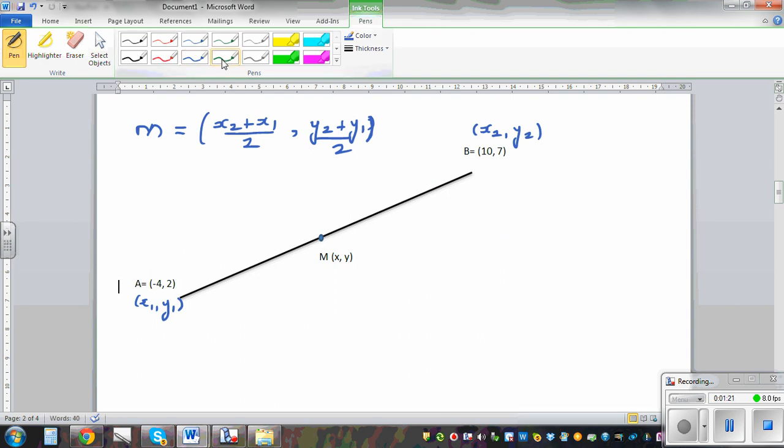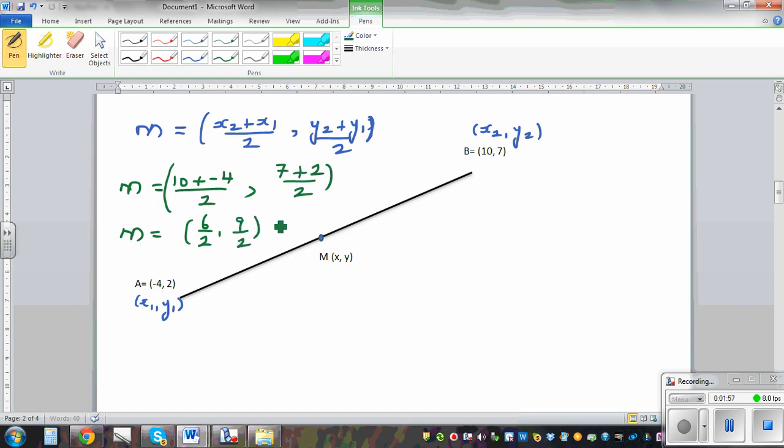Using that formula, I'm just applying it: M would become x2 is 10, so 10 plus negative 4, in the bracket divided by 2, comma, y2 is 7 plus 2 divided by 2. So 10 plus negative 4 is 6 divided by 2, and 7 plus 2 is 9 divided by 2. Let's simplify that. So M, this coordinate, is 3, comma 4.5. That's the coordinate of the midpoint.